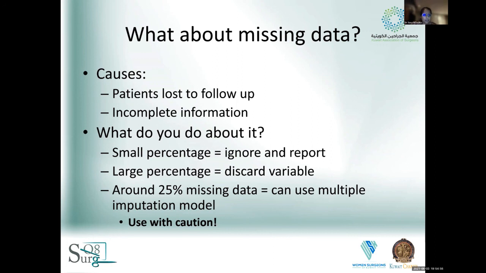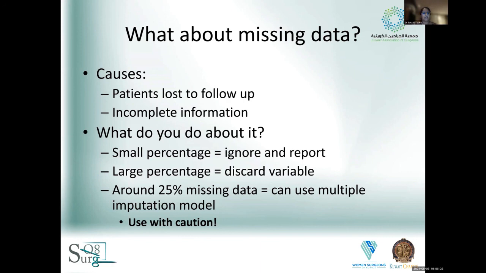What about missing data? This is something, if you're gonna critique an article, you look at. We lose data because sometimes we lose patients to follow up. And sometimes, you have incomplete information. For example, someone's filling in a survey and they miss most of the variables. So what do we do about it? Rule of thumb, if it's a small percentage that you have missing data for, we tend to just ignore it and maybe report it.